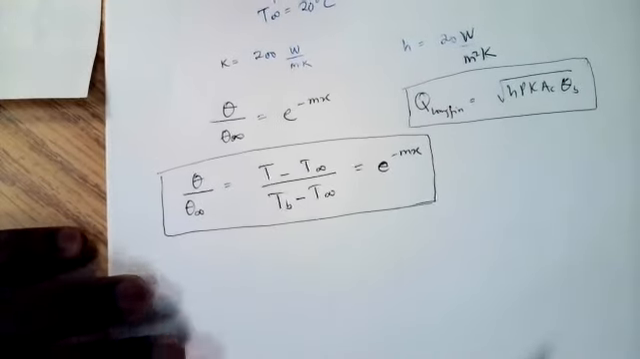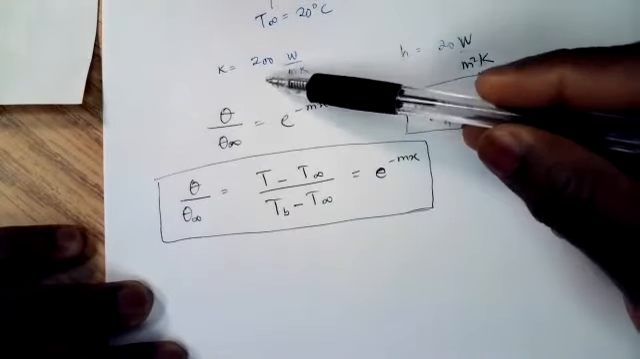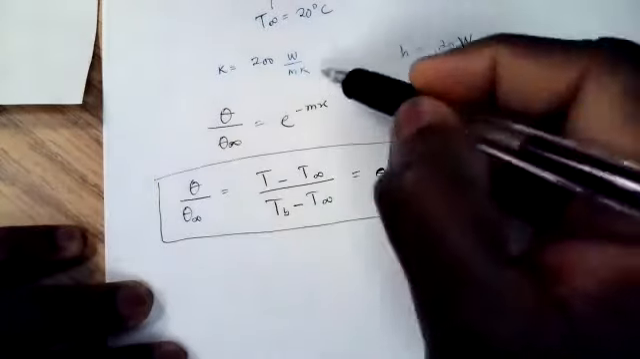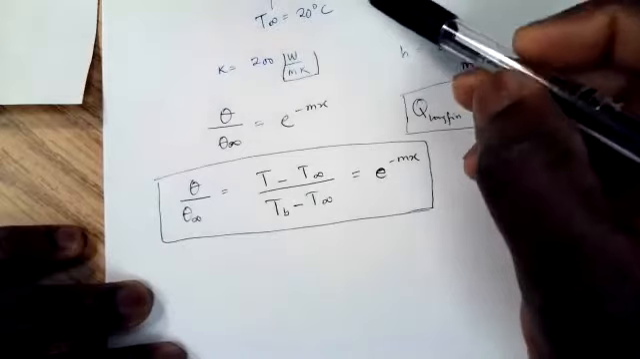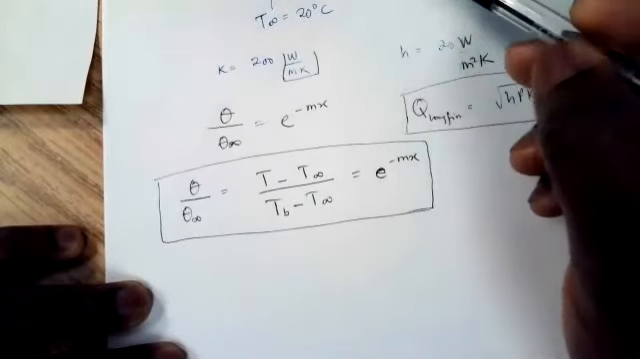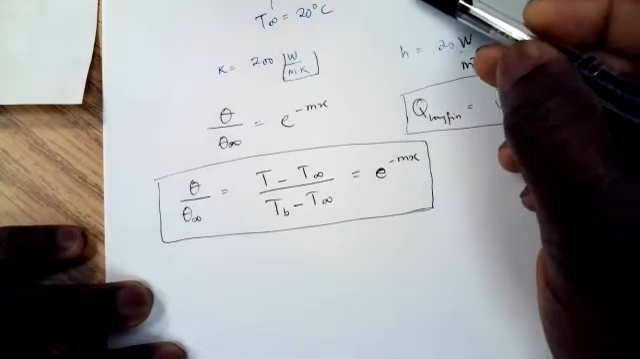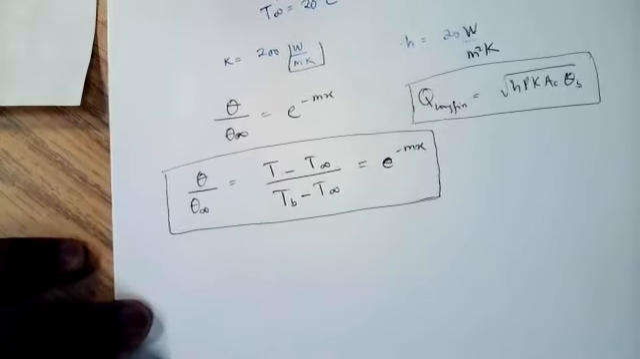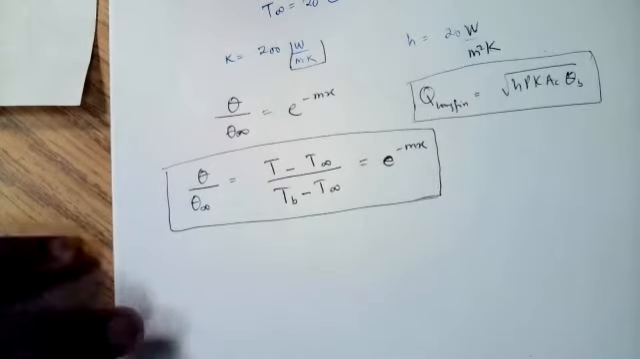Now, if you take a look at this question, we have been given K as 200 watts per meter Kelvin. This is an SI unit standard. But then we have been given the width as 5 centimeters, the length distance as 5 cm, and the thickness as 1 millimeter. We have to convert those to standard units so that everything goes smoothly.